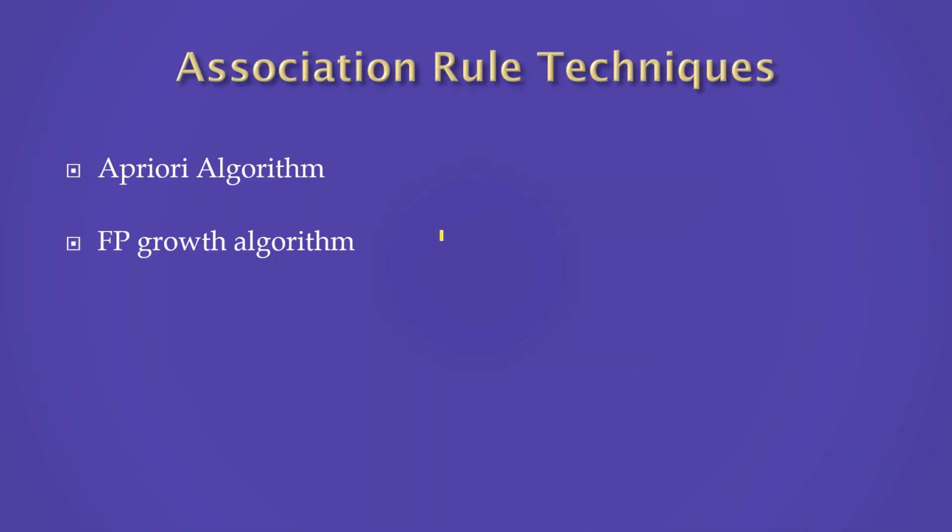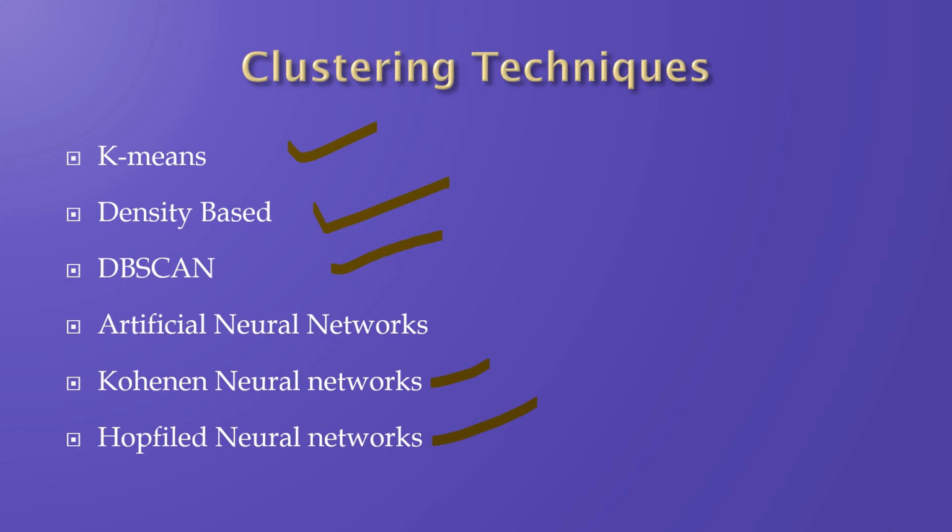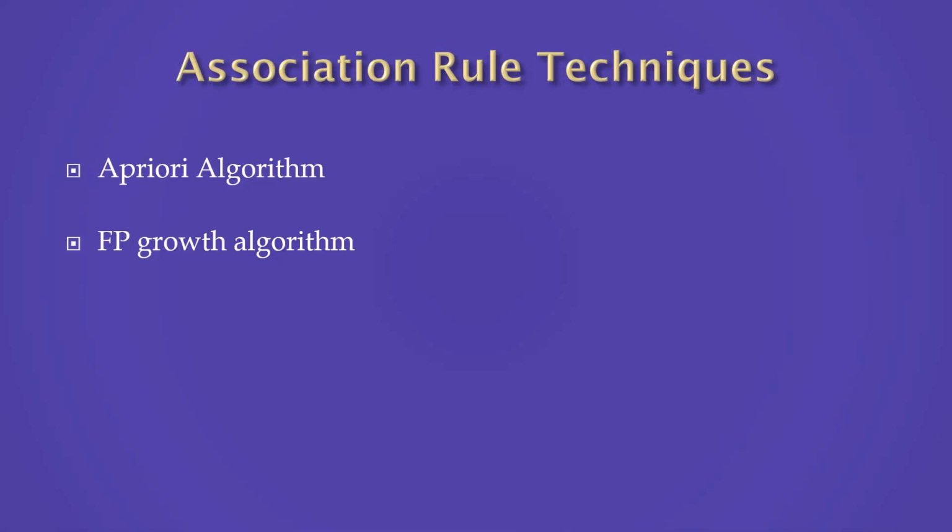Next, we are going to see the various association rule algorithms: the Apriori algorithm and FP-growth. FP stands for frequent pattern growth algorithm. These two algorithms are used for association rules. So these also come under unsupervised learning mechanisms.